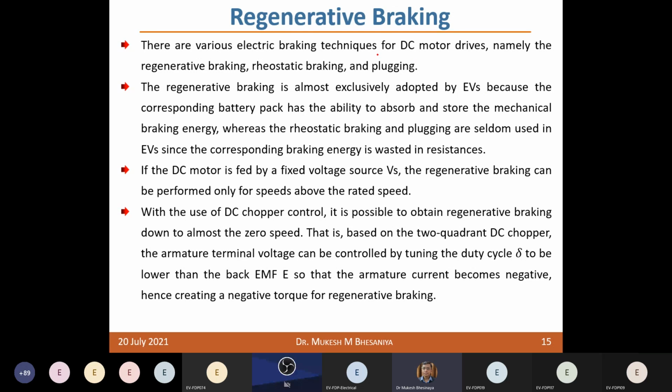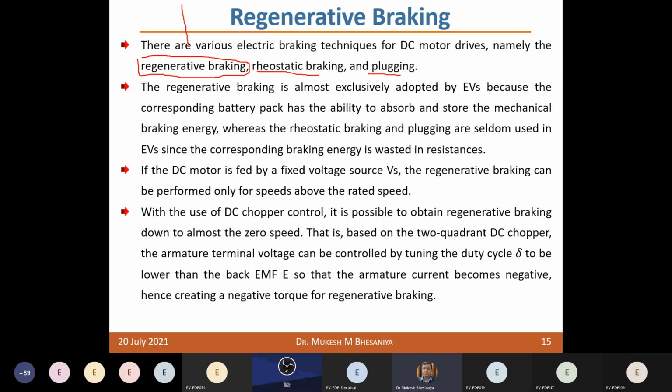Your motor may be operating either in a forward direction or in a reverse direction. And in a forward direction, when you apply a brake, there are various methods which are applicable for applying the brake. Amongst them is regenerative braking, and this is the most common braking which is used in the machine. Then we also have rheostatic braking or plugging.